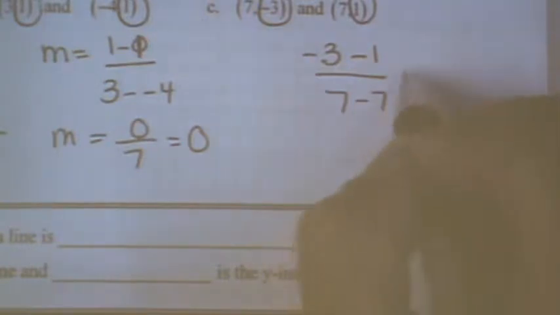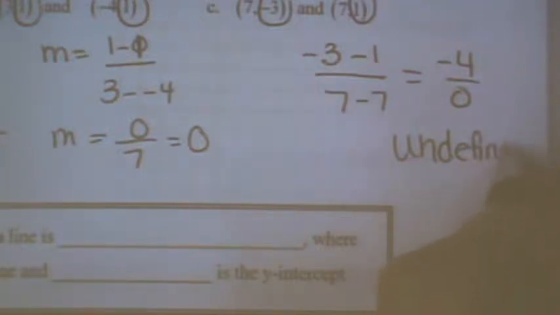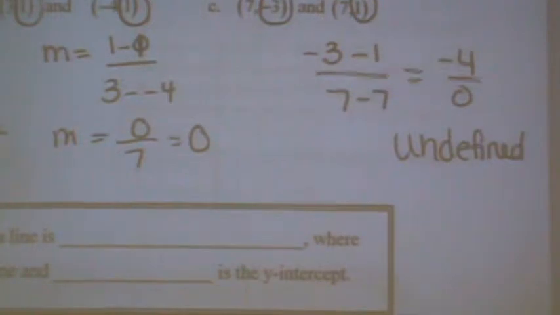But what happens when you get a 0 in the denominator? Undefined, yep. So here's your y values, negative 3 minus 1 over 7 minus 7. You get negative 4 over 0. This is undefined. Is this coming back to you guys? Yes. Good. Next. The slope-intercept form of a line is, you remember what it is? Slope-intercept form.